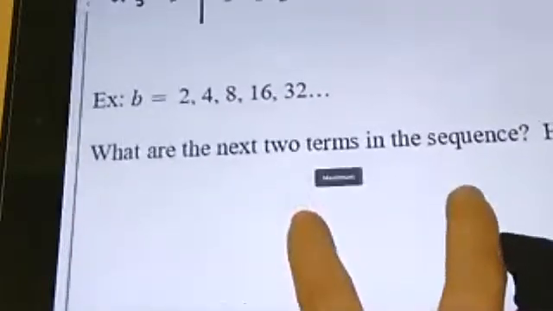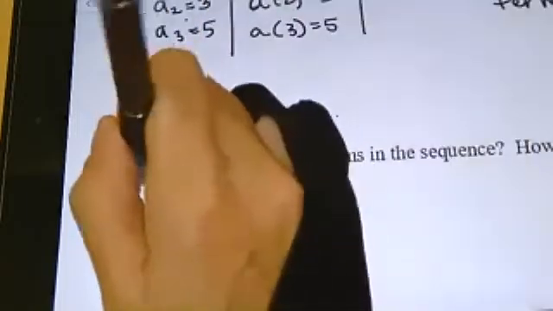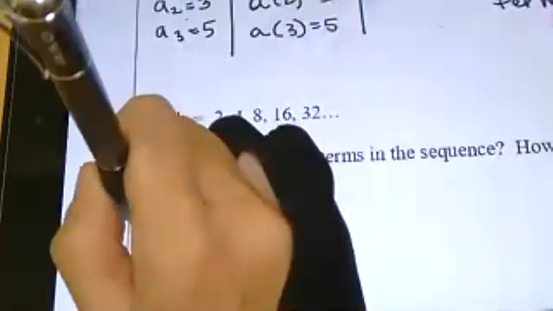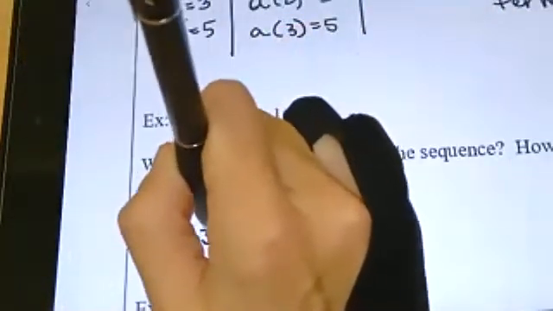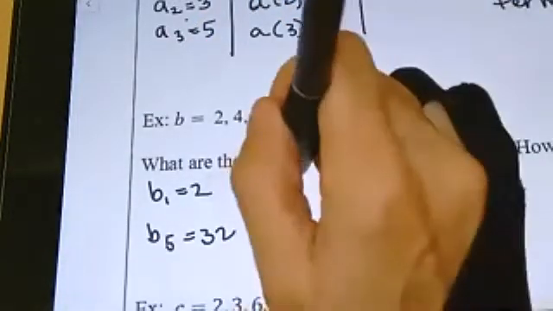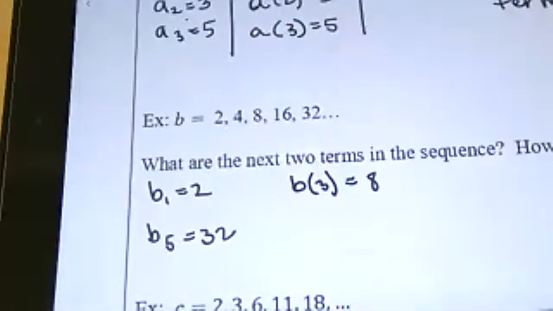Okay, sequence B, 2, 4, 8, 16, 32. This one is different. Do we see a pattern? And notation, I could say B sub 1 is 2, could say B sub 5 is 32. 1, 2, 3, 4, 5. Those are just some notation. I could say B of 3, third term, is 8. That's just notation that you might see.